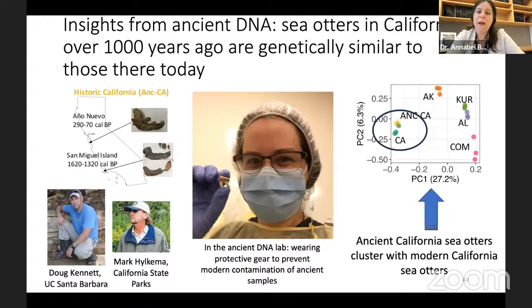And what we found is that these ancient California samples are genetically very similar to the modern California samples that we had sequenced. There wasn't any sort of genetic turnover with different sea otters replacing otters in California. The ones that are there today have a very similar genetic profile to the ones that were there before the fur trade. There was this continuity in this area.